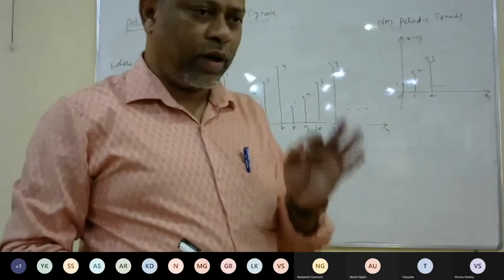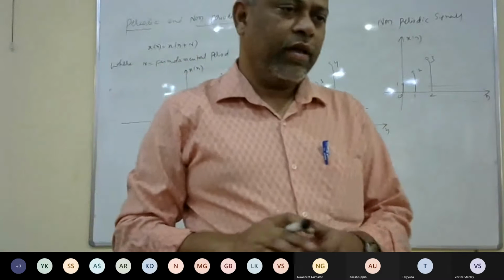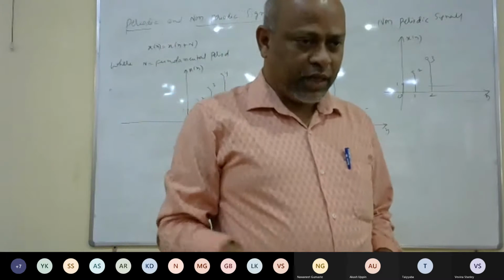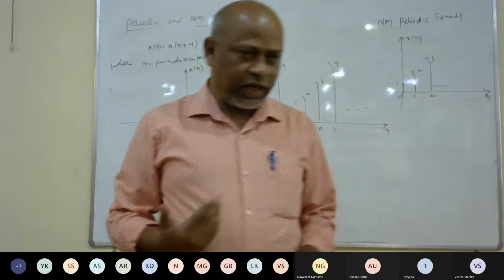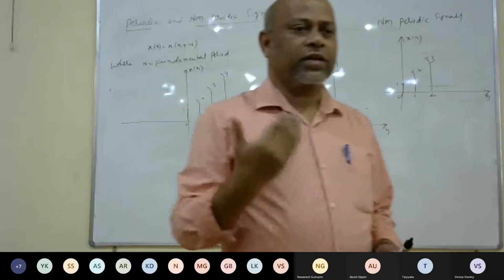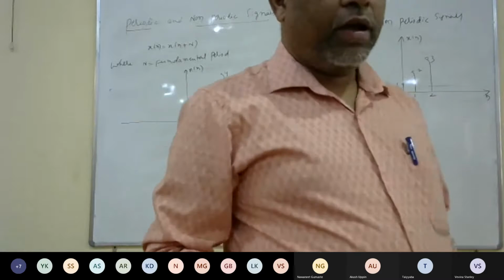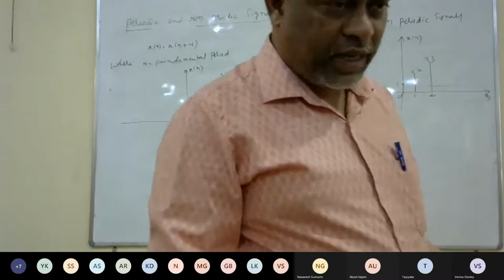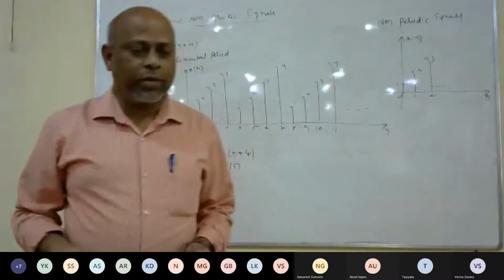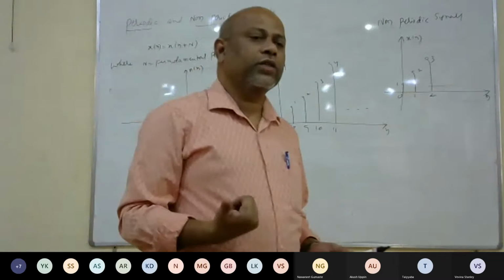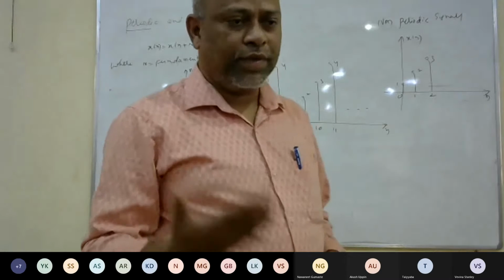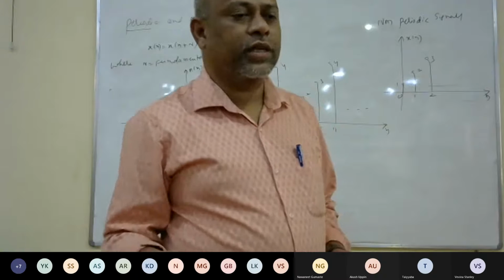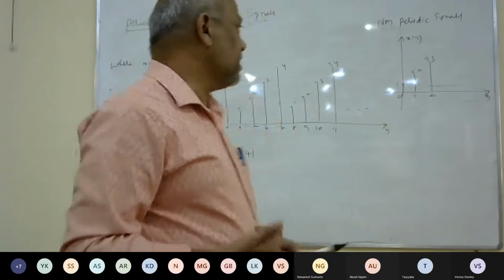Okay, the definitions of periodic and non-periodic are very, very important here. In the case of continuous time, any continuous time signal is said to be periodic if it satisfies the condition x of t is equal to x of t plus capital T. If this condition is not satisfied, it is non-periodic. Similarly, in the case of discrete time, any discrete time signal is said to be periodic if it satisfies the condition x of n is equal to x of n plus capital N. If this condition is not satisfied, we call such signals non-periodic signals.